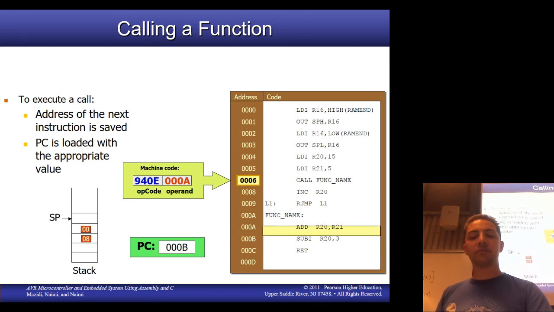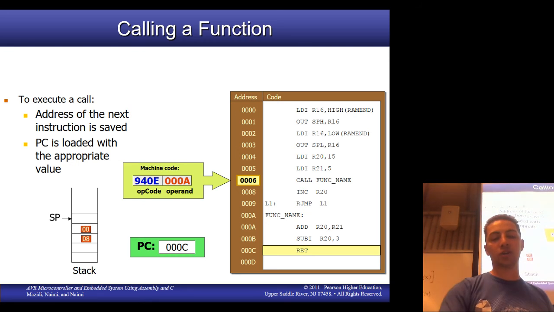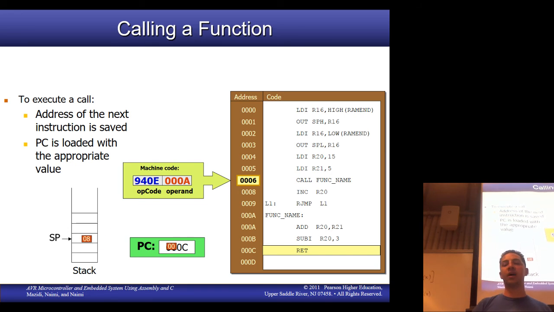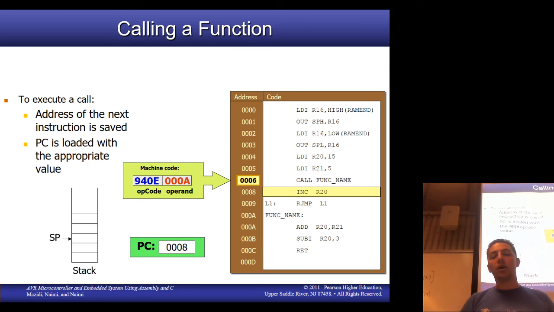So then here's your function. It does whatever. There is a companion instruction to call called return, R-E-T. R-E-T is an instruction that gets its branch address from the stack. So return does 2 pops and puts those 2 pops into the program counter. And that's all it does. So that's how a function works.